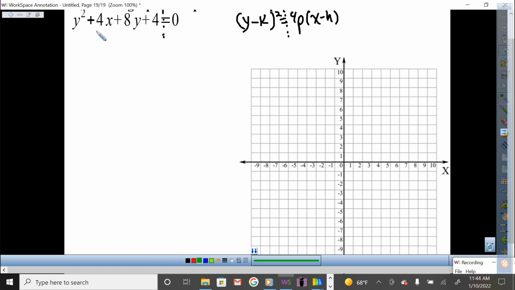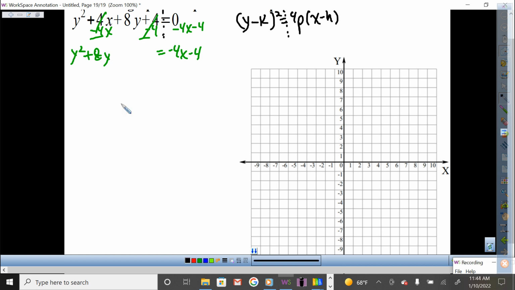Raymond? Minus 4x. Minus 4 to each side. Minus 4x minus 4 to each side. This cancels that. We're left with y squared plus 8y, empty space, equals negative 4x minus 4.